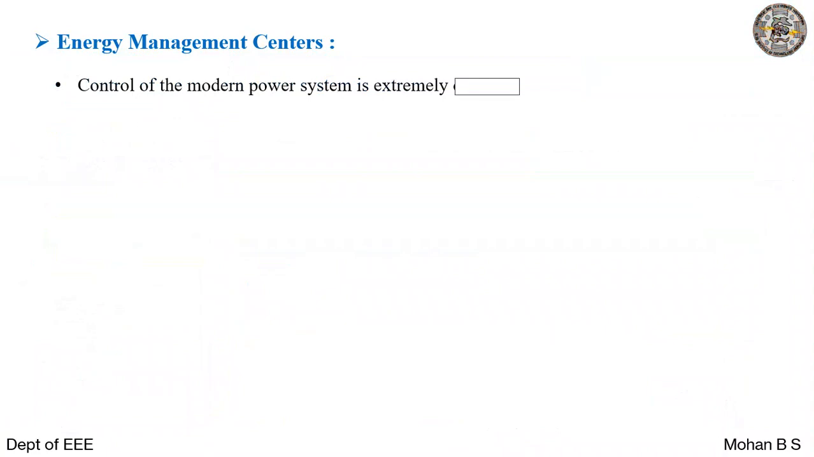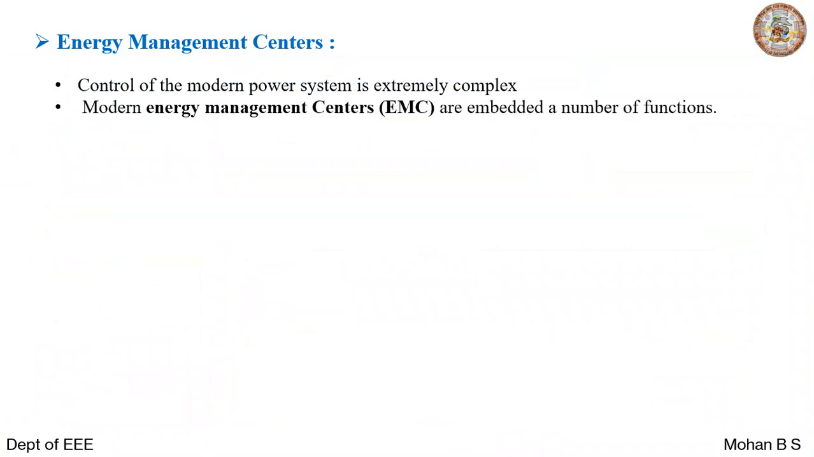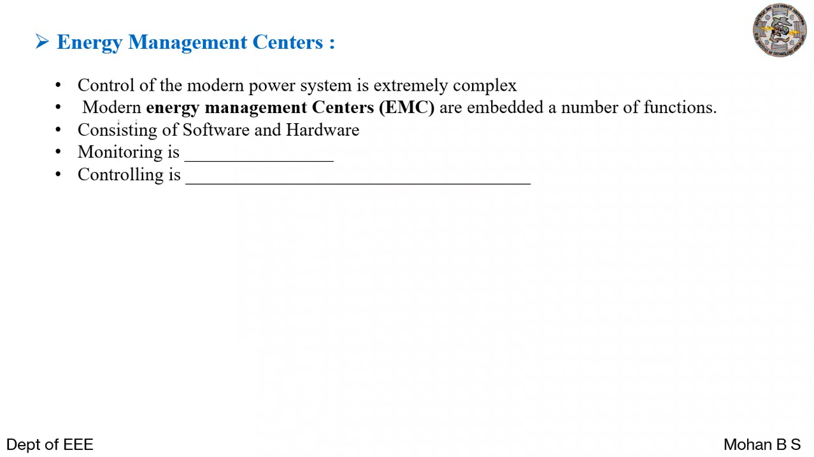So the control of modern power system is extremely complex. So modern EMCs are embedded with number of functions. And we are all aware they consist of software and hardware. So monitoring is done for what and controlling is done for what. Monitoring is automated. Controlling is both automated and manually operated.